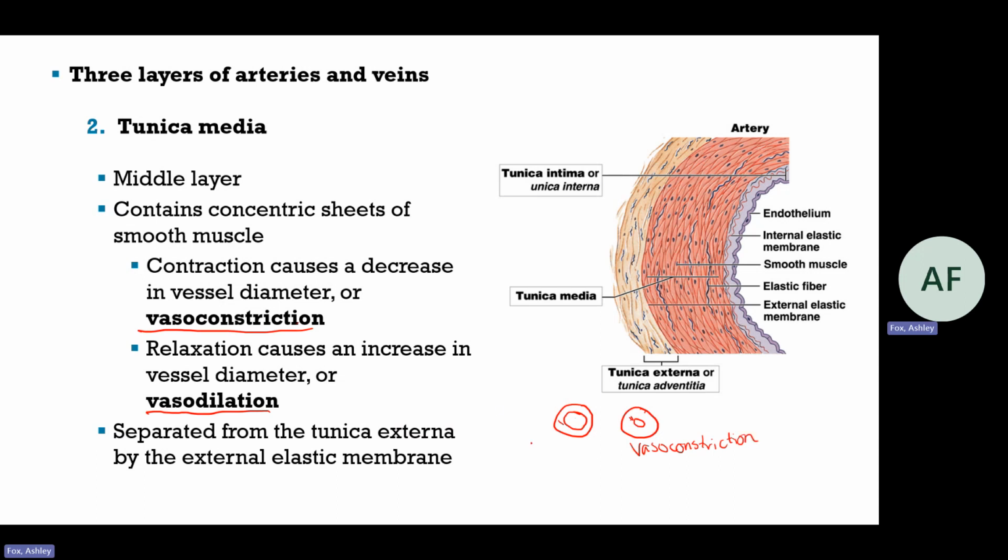And like I said, most often we talk about arteries when this happens. If you went from this to this, or even in between that, and then you go to a larger diameter, then that is called vasodilation, meaning the vessel is relaxed and it's dilating, meaning the hole is getting bigger.